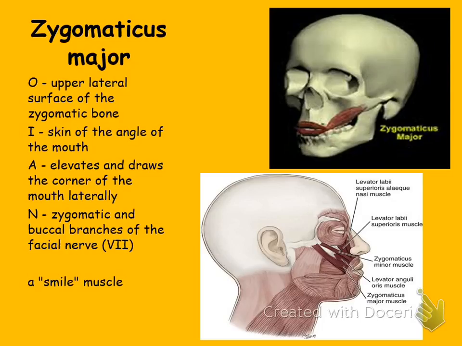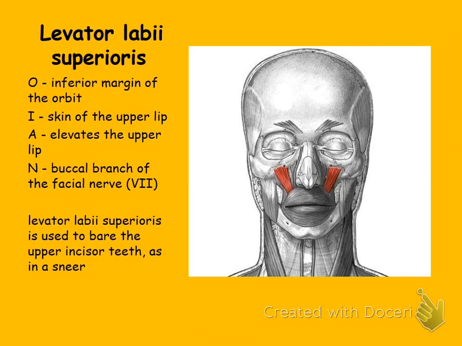The zygomatic and buccal branches of the facial nerve. Again, another cranial nerve that comes out of those openings. And we'll talk about those openings when we talk about the cranial nerves.